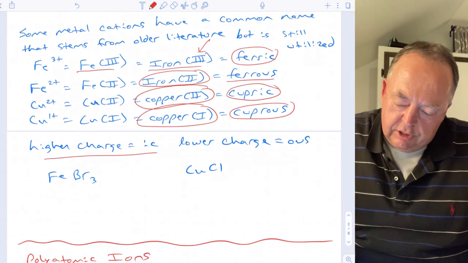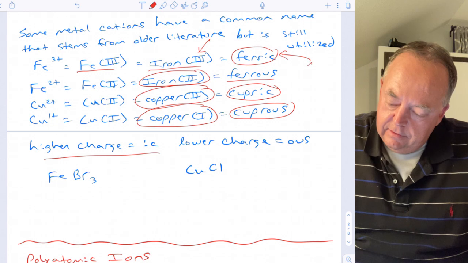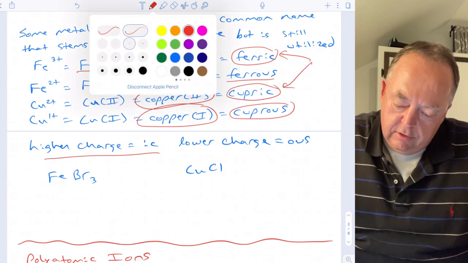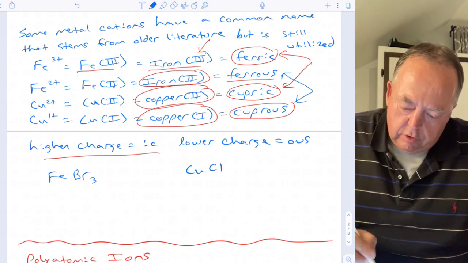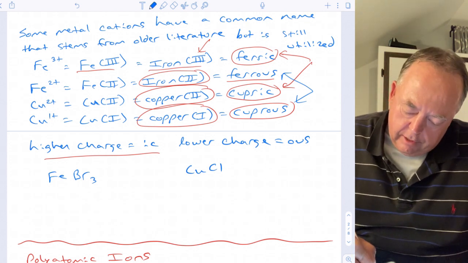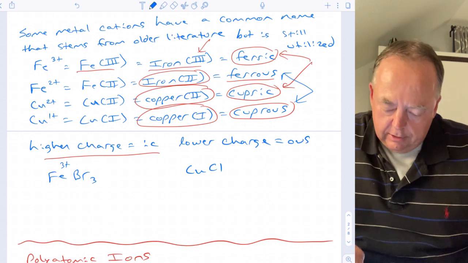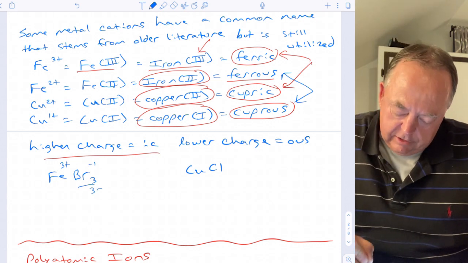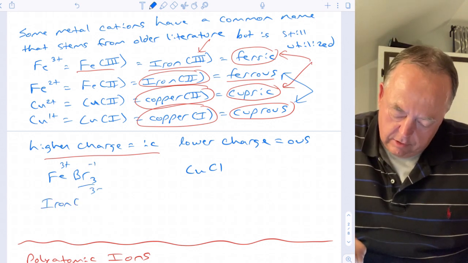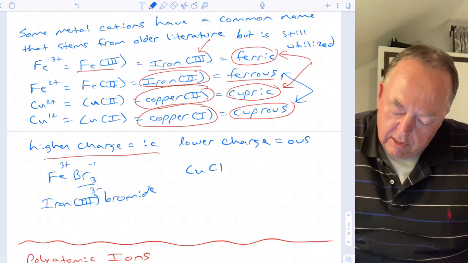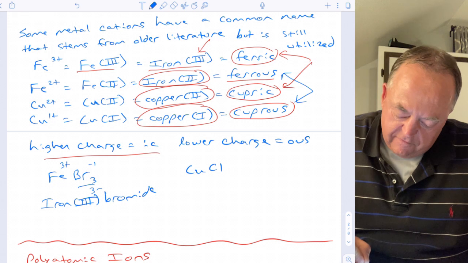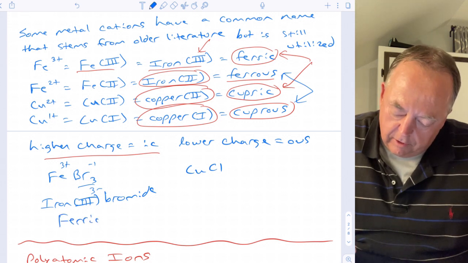So the higher charge is given the -ic ending, right? And the lower charge is given the -ous ending. So this would be iron(III), right? That would have to be 3+, since bromine's -1. So you could call this iron(III) bromide, which is what I prefer that you do. But iron(III) is also called ferric, so sometimes this is called ferric bromide.